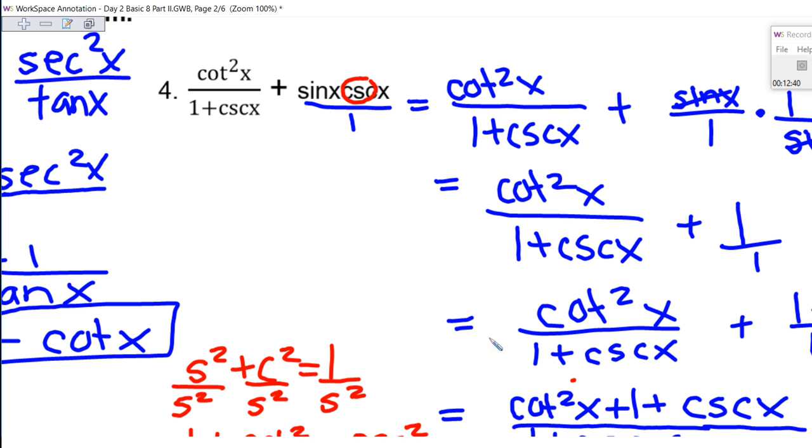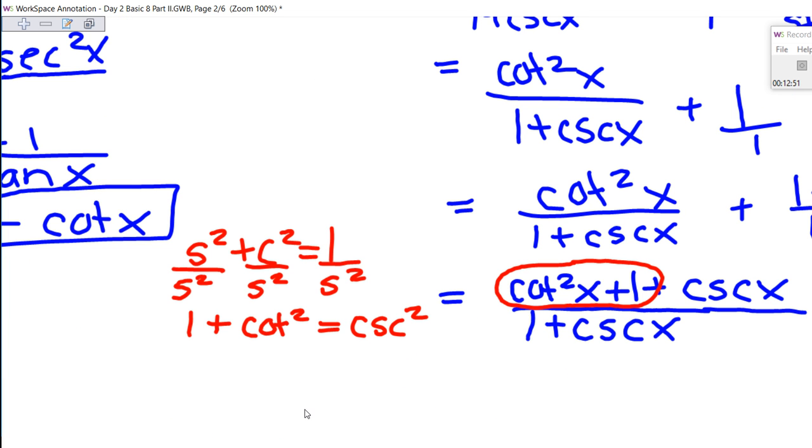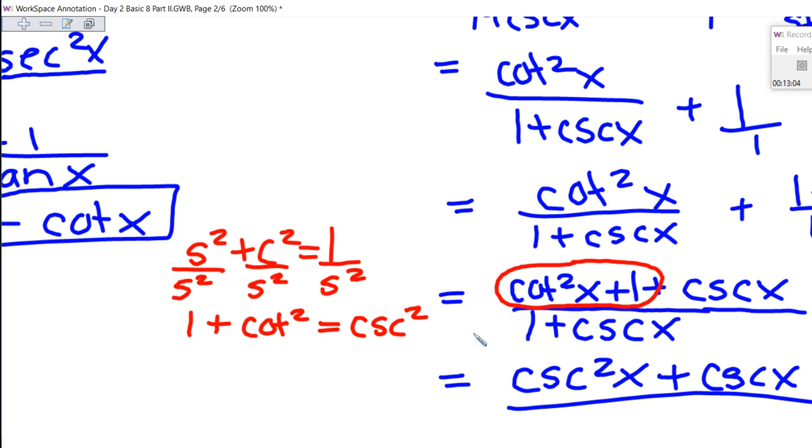So over here, I'm going to circle this. And instead of cotangent squared plus 1, what could I replace that with? Cosecant squared. So this would be cosecant squared of x plus cosecant of x over 1 plus cosecant of x.